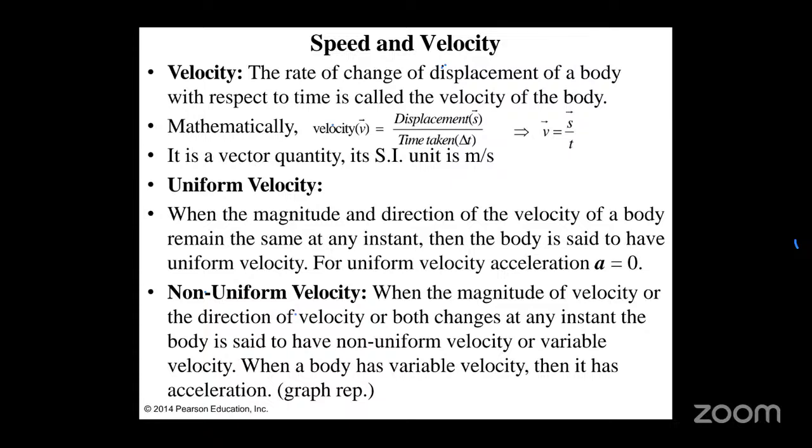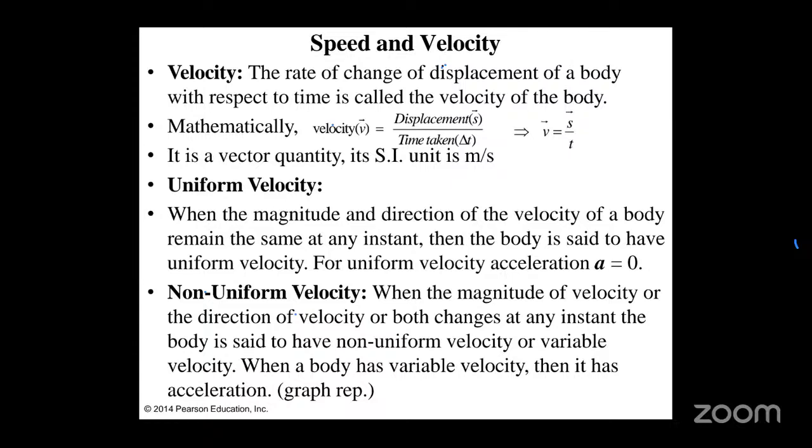And the contrary to this rule is non-uniform velocity. In this case, we have acceleration. For non-uniform velocity, there's acceleration, but for uniform velocity, acceleration is 0. We can also measure velocity in two ways: average velocity and instantaneous velocity.